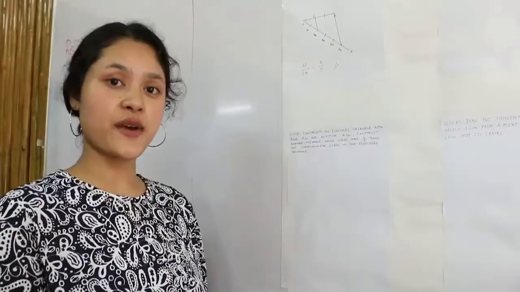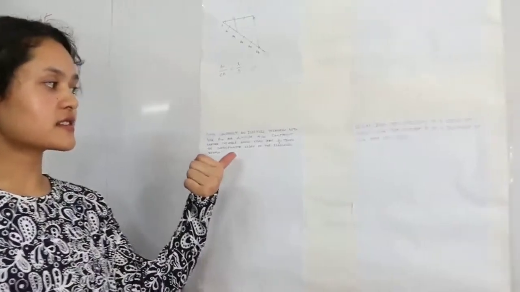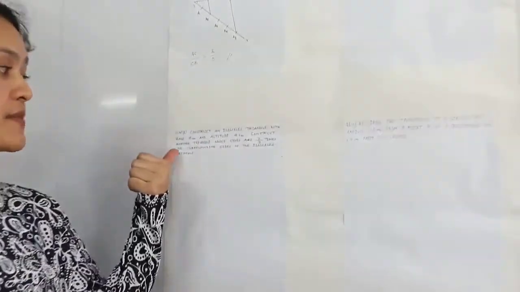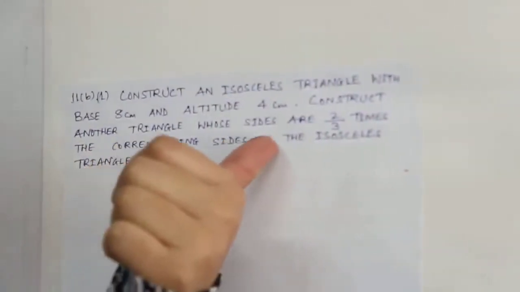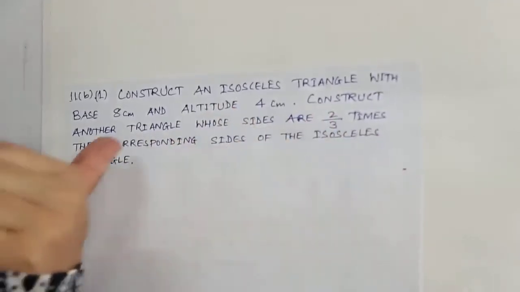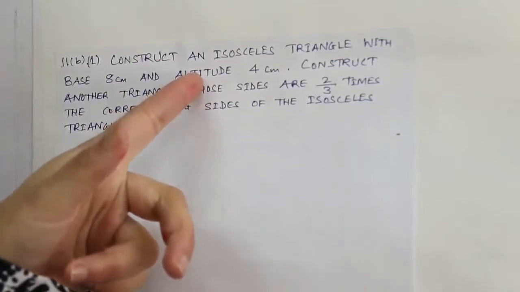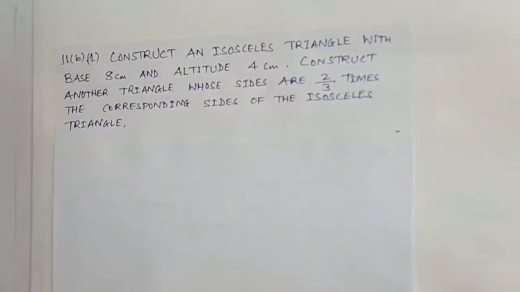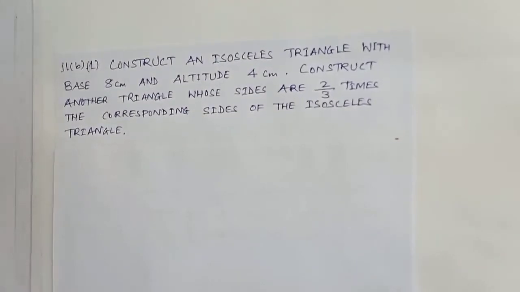Let's do the next question from exercise 11B. We have to construct an isosceles triangle with base 8 cm and altitude 4 cm. Also, we have to construct another triangle whose sides are 2/3 times the corresponding sides of this first isosceles triangle. First of all, what is an isosceles triangle? An isosceles triangle is a triangle where two of its sides are equal.